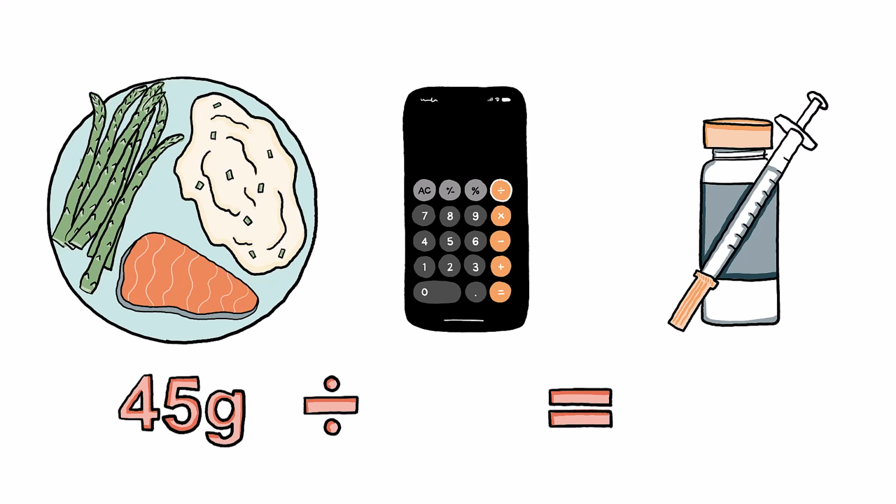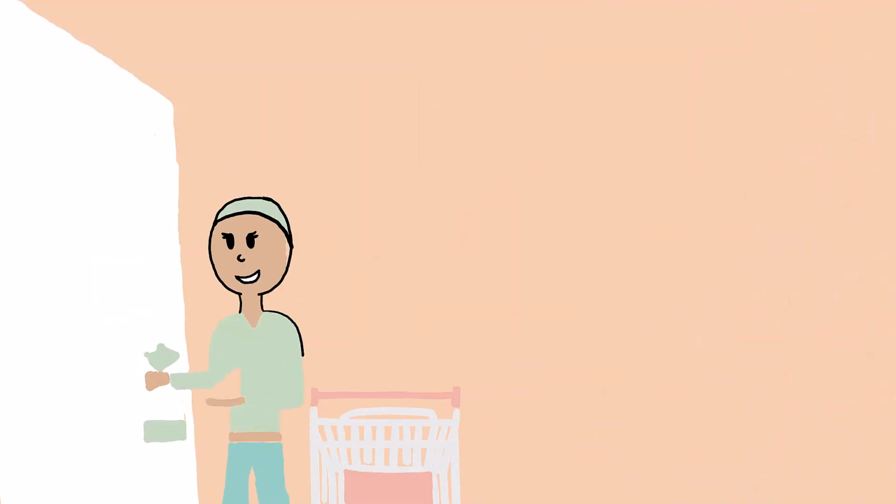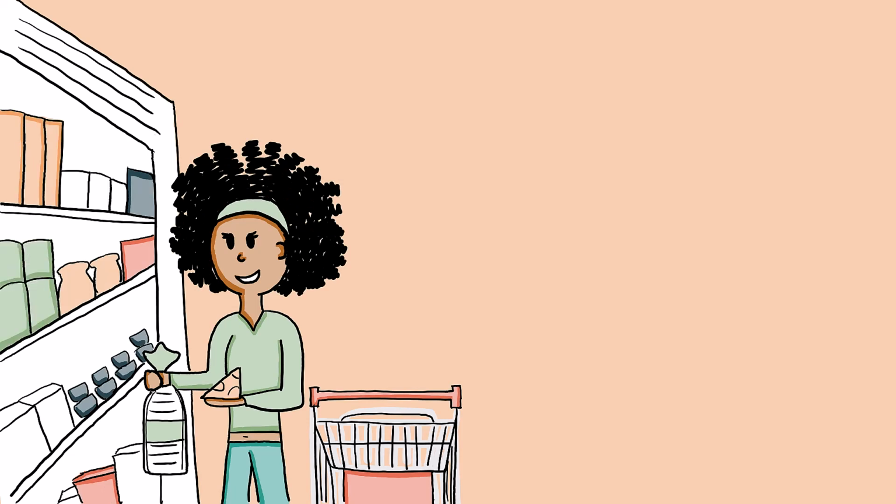If you need to inject 1 unit of insulin for every 10 grams of carbs, you would need to use 4 or 5 units. Ask your provider if you should round up or down if you don't calculate a whole number. The more you practice reading labels and measuring foods, the more comfortable you will get with counting carbohydrates.